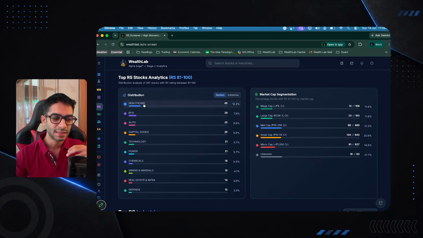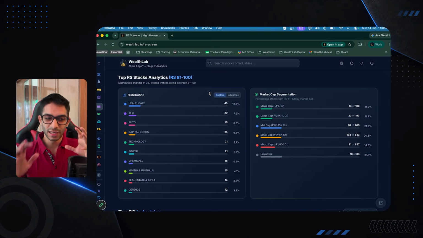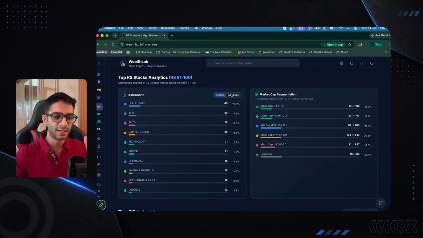At the same time, the sectors are healthcare, BFSI, auto. Now we have a fair idea that mega and large caps are not to be used. Mid and small caps is where the strength is right now. At the same time, we have an idea that healthcare, BFSI, auto, capital goods, technology is where the market strength is, right? So then we will go to industries, and we know healthcare. We will see which industries within healthcare are showing strength. So this is the industry distribution, and I see pharma formulation and pharma CDMO. These two from healthcare are showing strength.